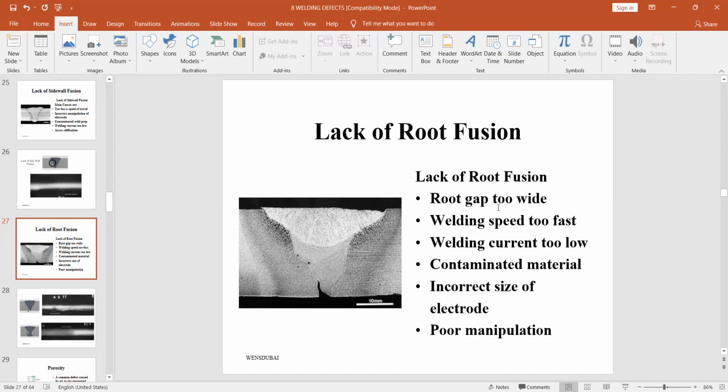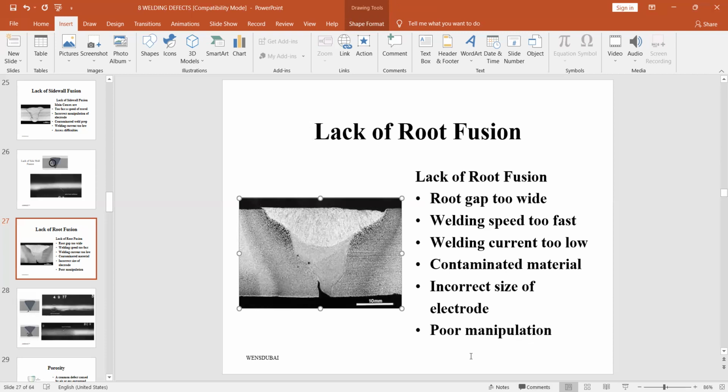So lack of root fusion, root gap too wide. This is the reason, means if suppose this root gap is too high, then welding speed too fast, means electrode traveling speed is high. If current is low and contaminated material, because of that you will not get fusion. So incorrect size of electrode also important here. If suppose your root gap is more and you are using very small diameter electrode, then you will get such type of problem, or sometimes opposite also. If your root gap is small and your electrode is bigger size, so poor manipulation of electrode.